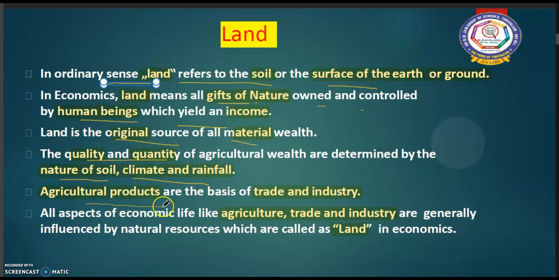Next one, agricultural products are the basis of trade and industry. In the industries lesson also we discussed different types of industries like agro-based and mineral-based in detail. For certain industries, agricultural products are the basic raw material. For example, you can take the textile industry, you can take the sugar industry. So all aspects of economic life like agriculture, trade and industry are influenced by natural resources, which are also called land in economics. So in economics, all the natural resources come under the topic land.